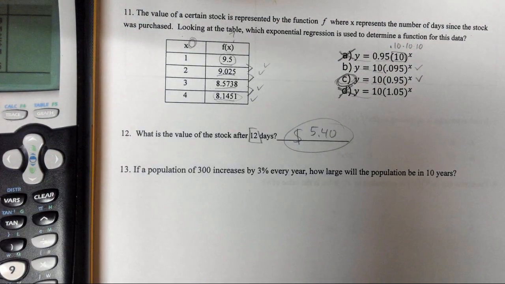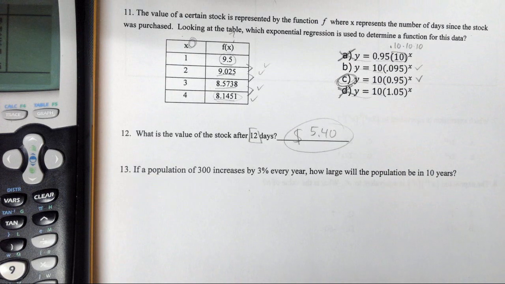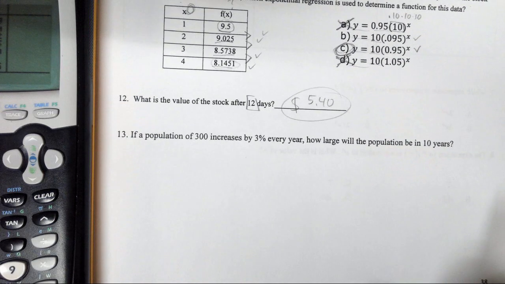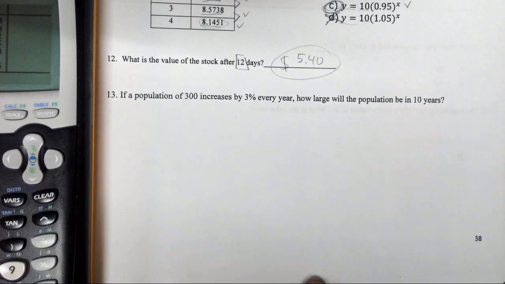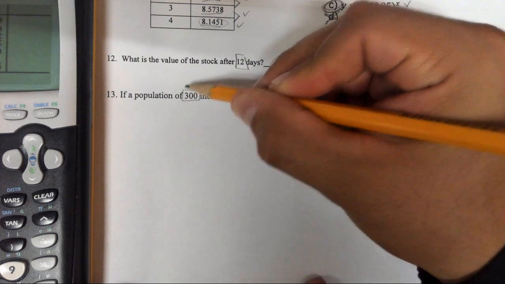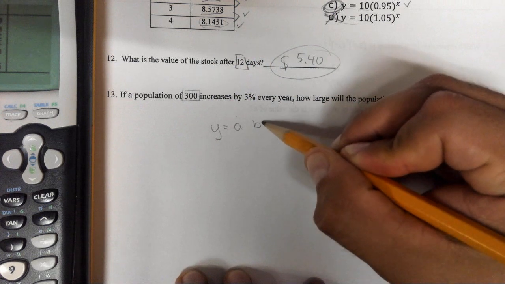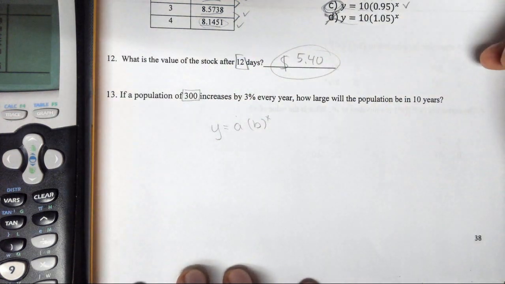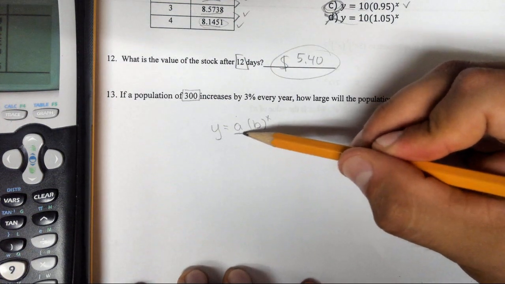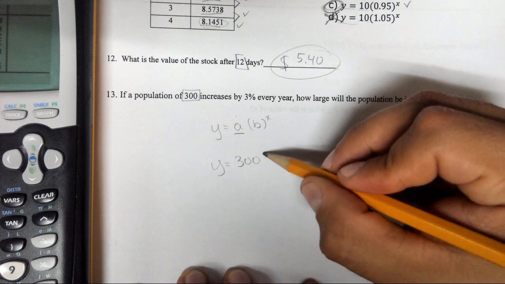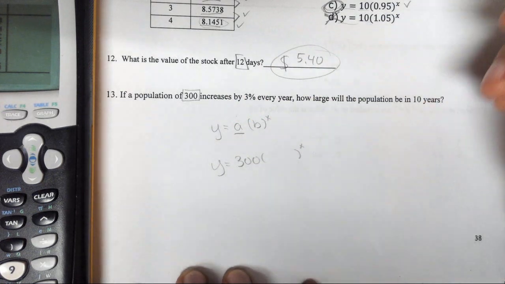Number 13, it says, if a population of 300 increases by 3% every year, how large will the population be in 10 years? So this is the one that I really wanted to explain so that we all understand exactly how to do this. So population, we start with 300. And once again, we're using our equation. Hopefully we know this by now. Y equals A, B to the X power. Right, so A represents my starting value, so I know that I'm starting with 300, so we have Y equals 300. I'm going to go ahead and leave my B blank for now. I'm going to say to the X power.